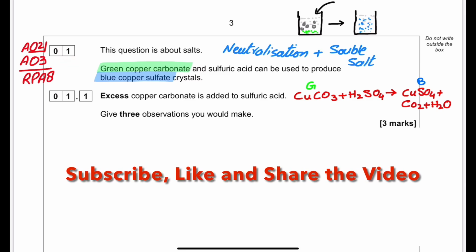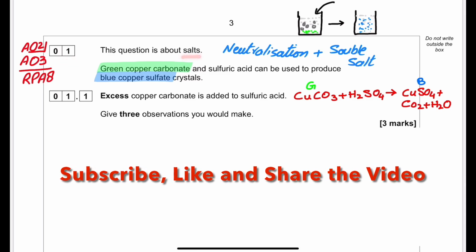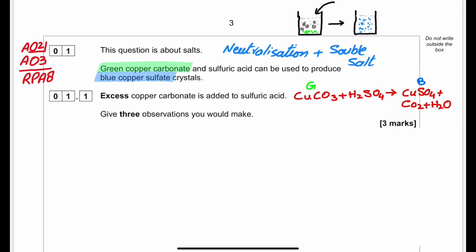Question number one. This question is about salts. Green copper carbonate and sulfuric acid can be used to produce blue copper sulfate crystals. 1.1 is a combination of AO2 and AO3 question, and it is from the required practical activity number 8. Excess copper carbonate is added to sulfuric acid. Give 3 observations you would make.